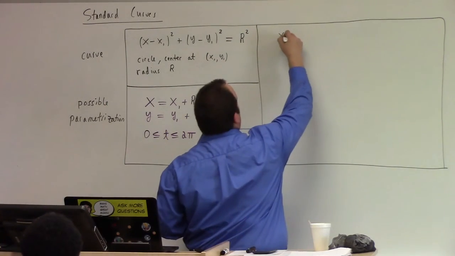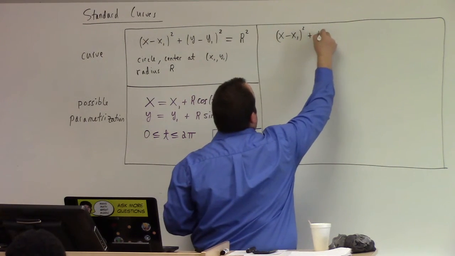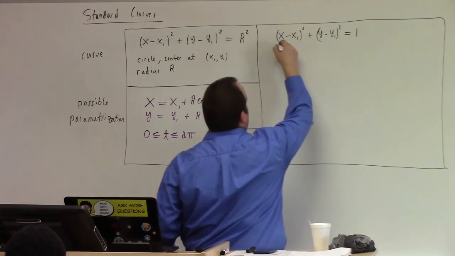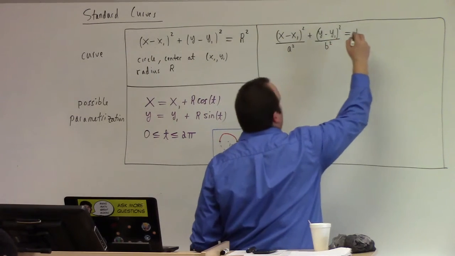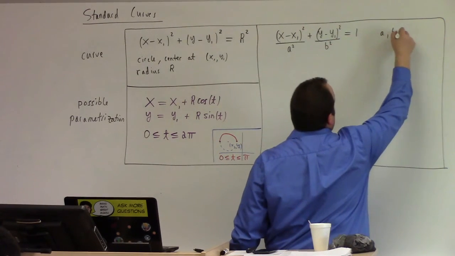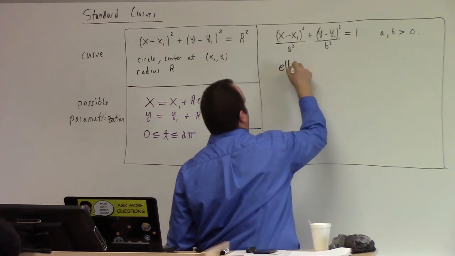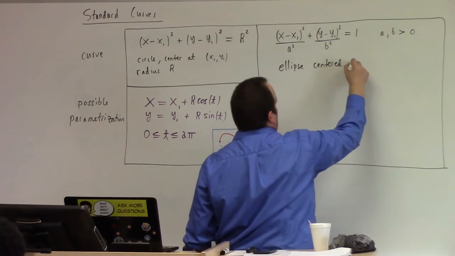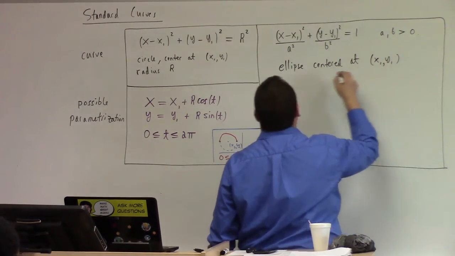I see why I don't want to do that. What if I have x minus x1 squared plus y minus y1 squared equals 1, and here I've got division by a squared, and here I've got division by b squared. Here a and b are positive. This is an ellipse centered at x1, y1.